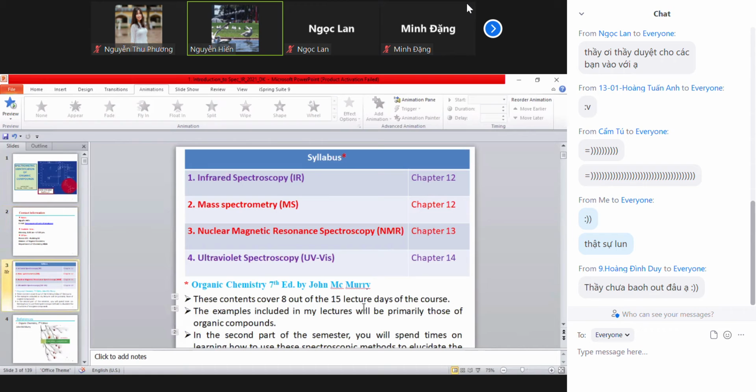So the main contents of my lectures will cover the following parts. The first part will be infrared spectroscopy. From this time on, we will call it IR spectroscopy. And the second part will be mass spectrometry, MS. These two parts can be found in chapter 12 in Organic Chemistry, written by John McMurry. If you don't have this book, I will send it to you later in our Zalo group. It is okay, since we are in the organic course, we use the same book.